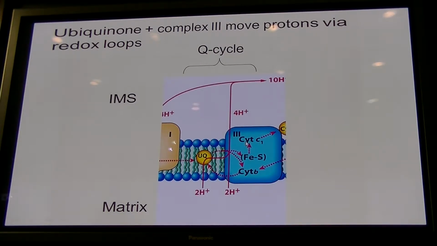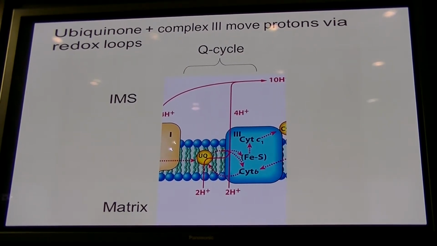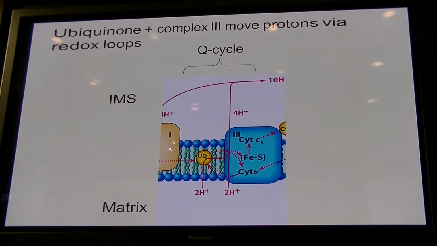Now, it turns out that there are different iron centers, cytochromes, in this complex 3, and they have a different standard redox potential. And one pathway has a pretty big drop, and that electron goes on to cytochrome C. But there's another pathway here to cytochrome B, which goes with a small drop in energy content. And that means that the electron still has a lot of energy.